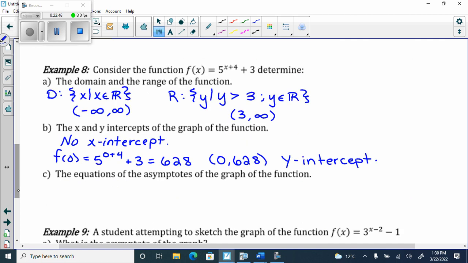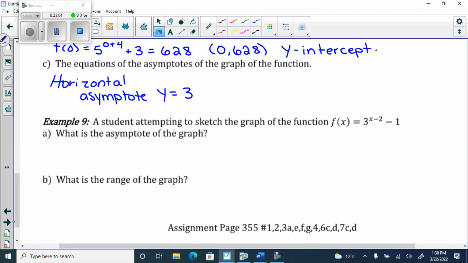Okay, the equation of the asymptote. We have to write horizontal asymptote. You have to tell what type it is. At y equals 3. What's the asymptote on this graph? It's a horizontal asymptote at y equals negative 1.